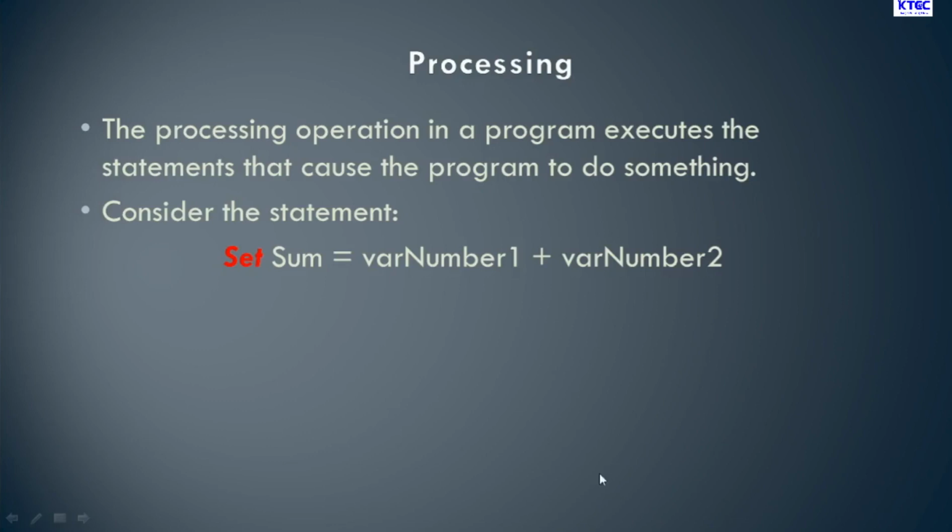So let's look at typical examples. Consider the statement: set sum is equal to var number 1 plus var number 2. What we are saying is that whenever we call var number 1, maybe it's a variable which takes in the first number, and this is another variable which takes in the second number. When we say set sum is equal to that, we are saying: add the first number to the second number and store it in this sum.